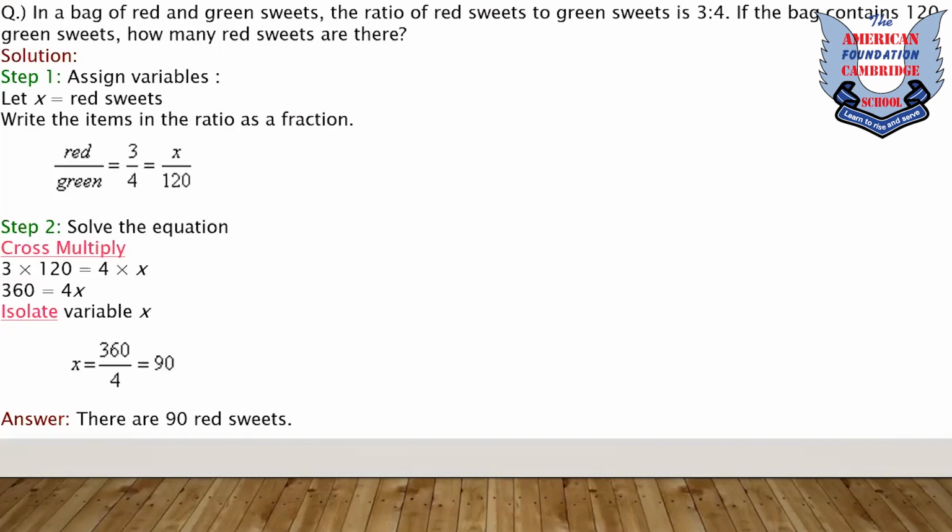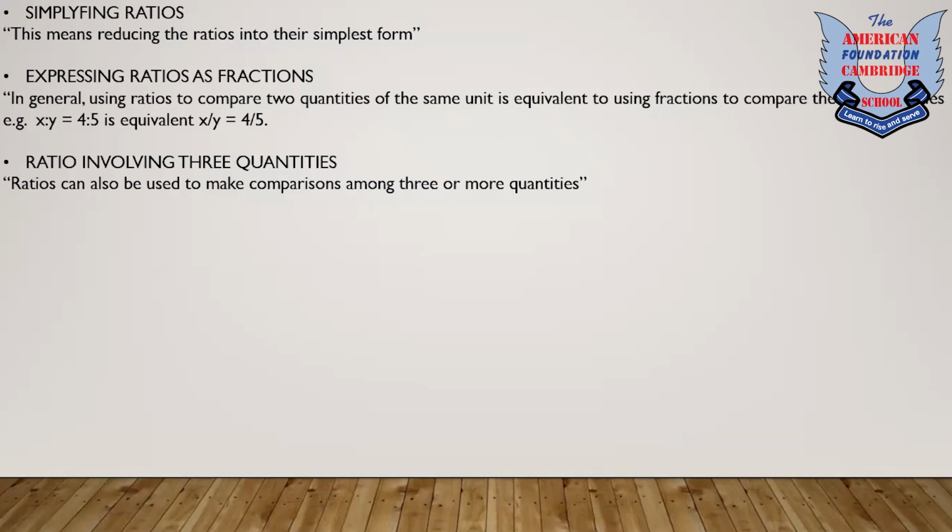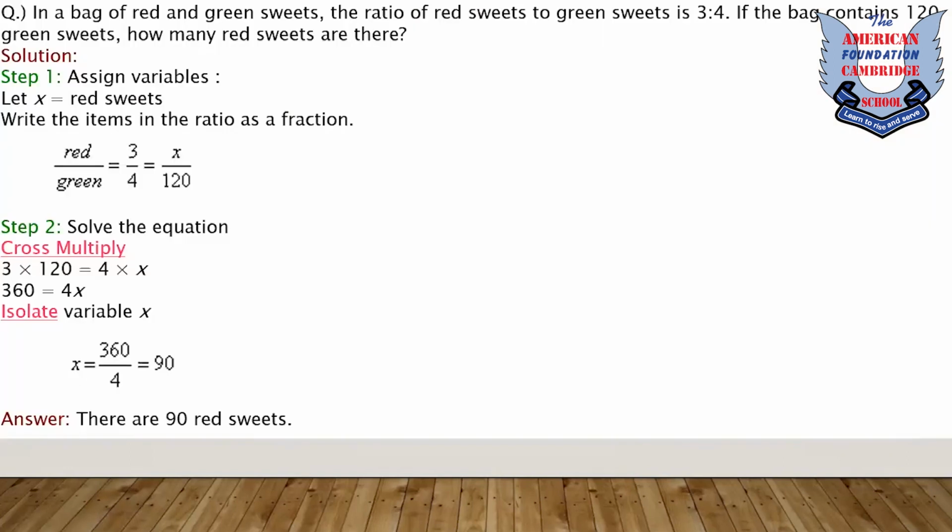Okay, here's a question to get you guys up to speed. In a bag of red and green sweets, the ratio of red sweets to green sweets is 3/4. If the bag contains 120 green sweets, how many red sweets are there? So we know the ratio of red and green, but we don't know the amount. We only know the amount of green sweets. We don't know the amount of red sweets. How will we do it?